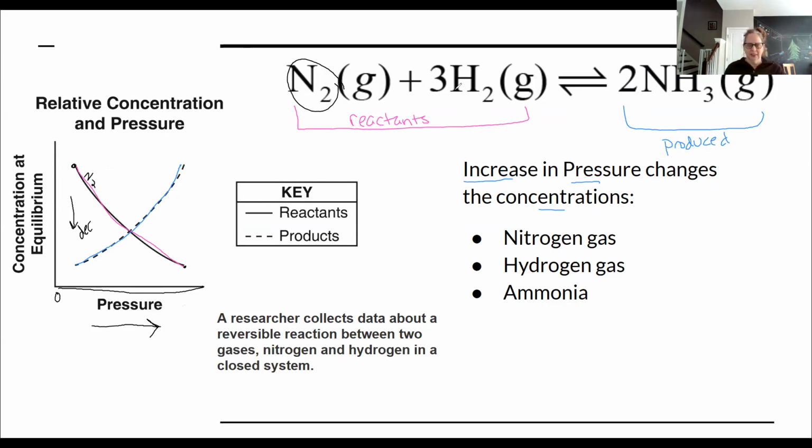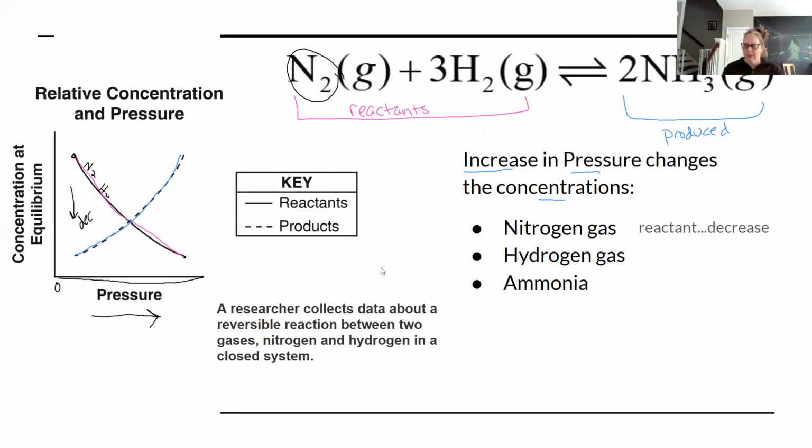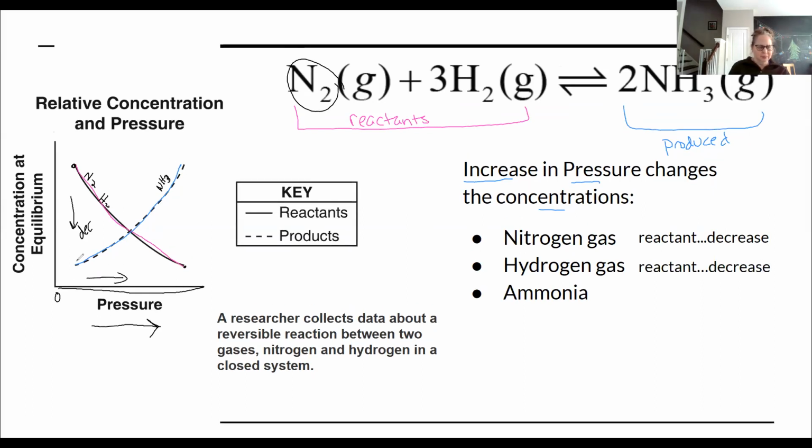What about hydrogen gas? He's a reactant. He's following that same trend. Hydrogen gas is a reactant, so he's decreasing concentration with added pressure. Ammonia, he's on the flip side there. And the pressure is increasing. We're still going to the right, but when we go to the right, what's happening? We are going up the graph. So ammonia is getting higher, increasing concentration when we increase the pressure.